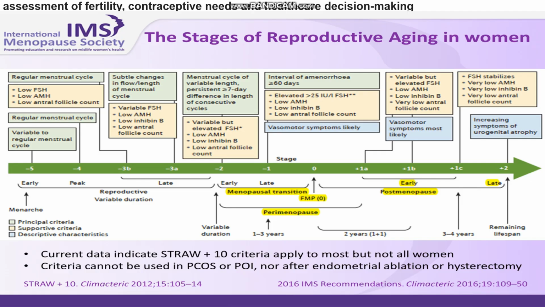So these stages of reproductive aging in a patient will tell us about the assessment for fertility, contraceptive needs, and healthcare decision making. So this criteria is very important, and it includes the biochemical changes in the form of fluctuating levels of hormones, that is the FSH and AMH, and also the menstrual cycles.